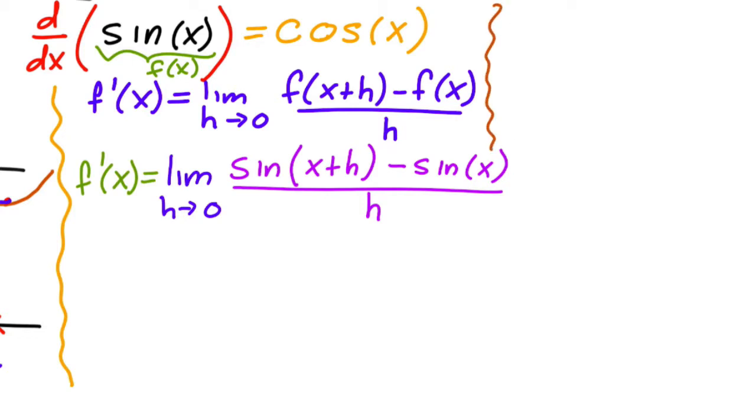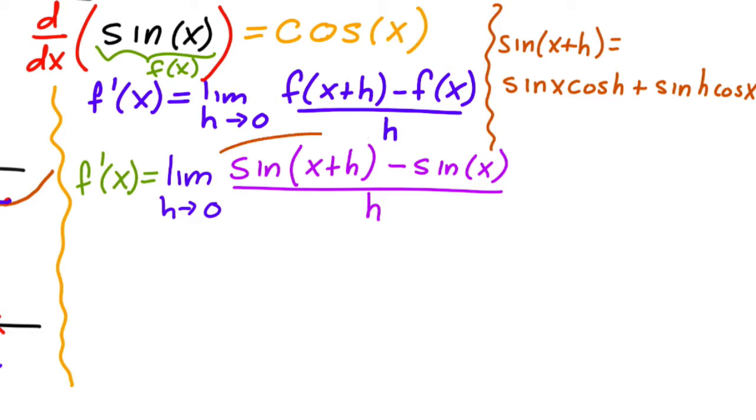You might say, I think I remember having an identity for sine where, when I'm adding, the sum identity, that sine of x plus h would equal, I'm going to write it down here, sine of x cosine of h plus sine of h cosine of x. Okay. Why don't we put that into there? See if we can come up with something.